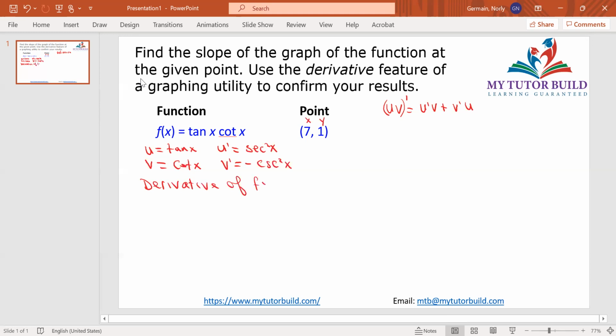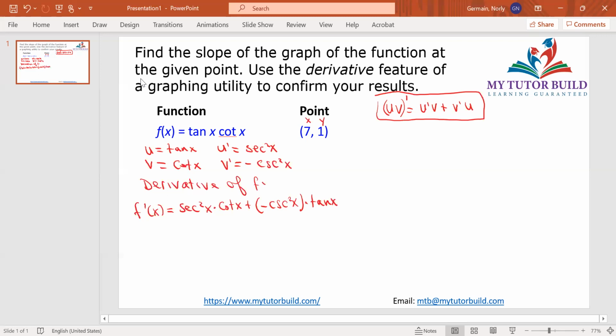f prime of x is, remember, we're going to use that formula, u prime v plus v prime u. First, u prime is secant square x times v, cotangent x, plus v prime, which is negative cosecant square x, times u, which is tangent x.